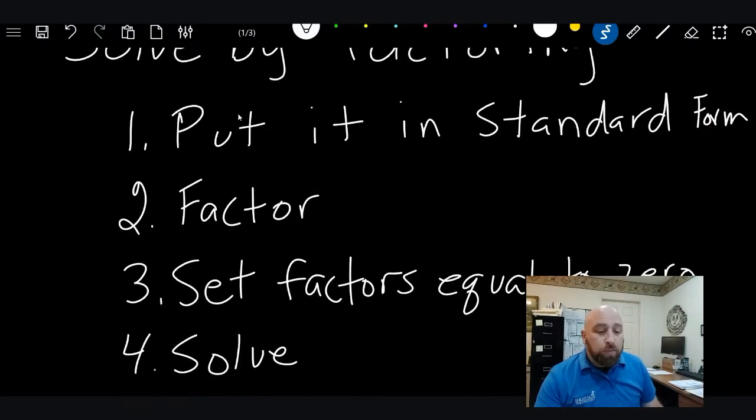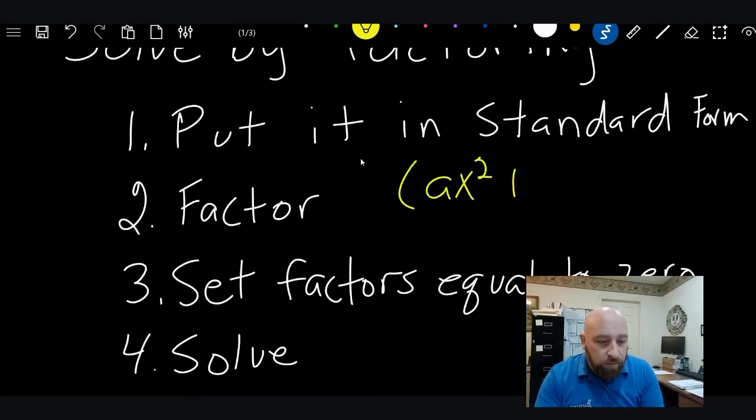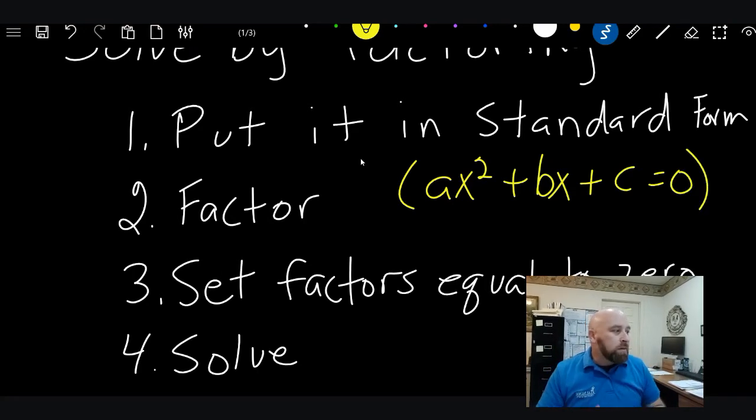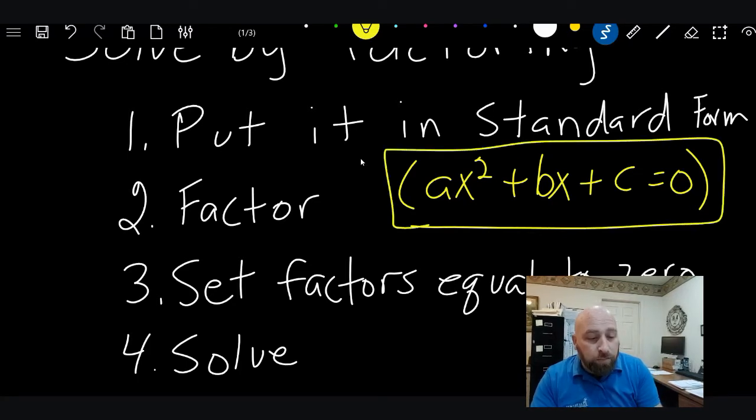First of all, you're going to put it in standard form. Now, some of you might not remember standard form. There's a picture of it in your book there, but I can write it for you. Standard form looks like this. It looks like ax squared plus bx plus c equals 0. That would be what's called standard form of the quadratic equation. You need to know that. That is super important right there. That is called standard form.